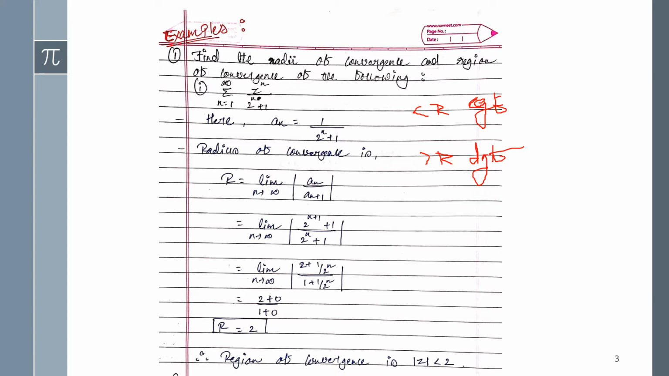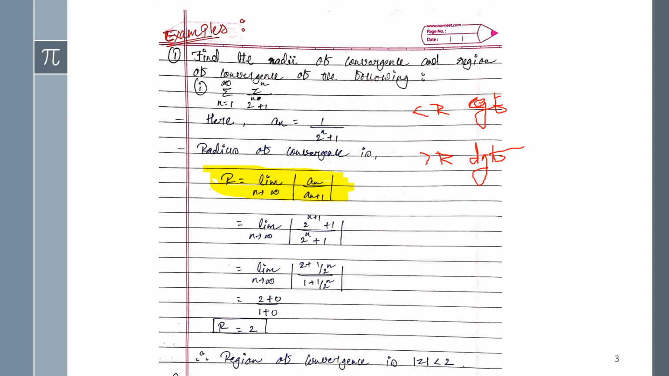It is coming CGT or DGT for which kind of numbers, or which kind of inequality, okay. So as you know, to find CGT or DGT you have to find the R, and the value of R is limit n tends to infinity mod an upon an plus 1, okay. So this is the basic formula to find the R.